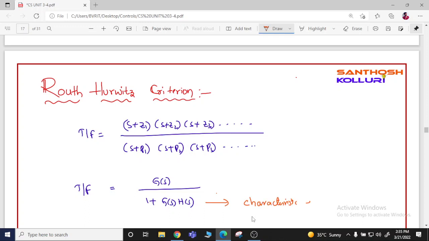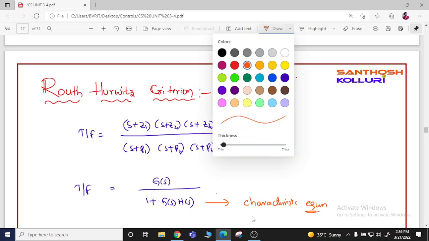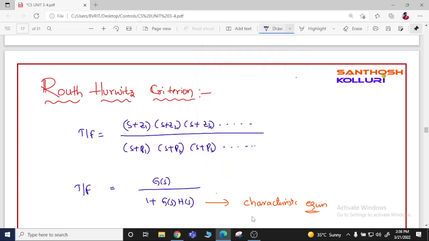of the transfer function. Based on the characteristic equation, we will find the stability of a system, whether the poles are lying on the left hand side of the S plane, or lying on the imaginary axis, or lying on the right hand side of the S plane. Based on that, we will say whether the system is stable or unstable. So it just gives the yes or no information of the stability of a particular system.